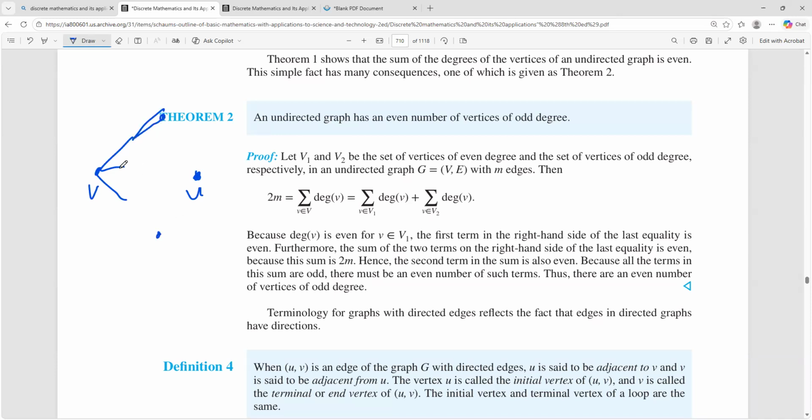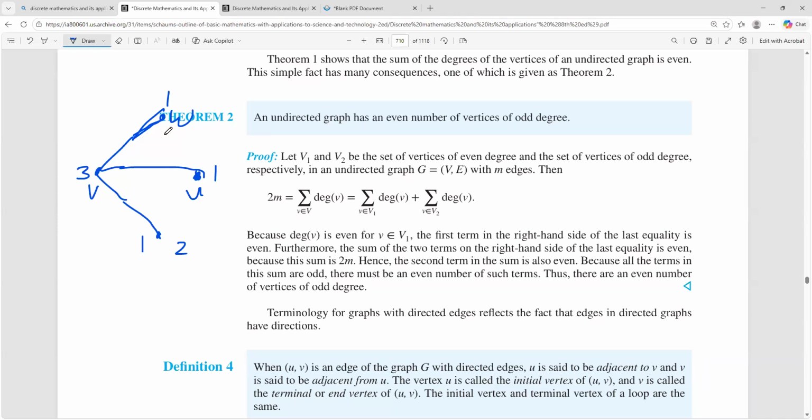1, 2, 3. Say this is our graph, with W and Z. There has to be an even number of odd degree vertices. What we see here, the degree of V is 3, and the degrees of W, Z and the other vertex are 1, 1, 1. So there's 4 vertices here that have an odd degree.